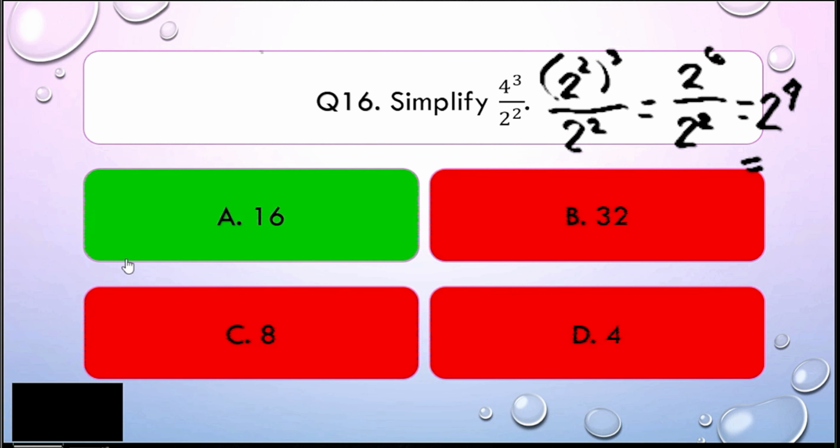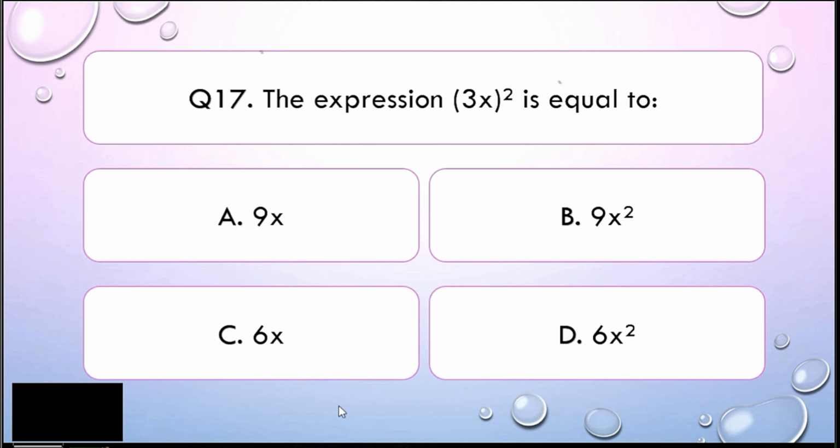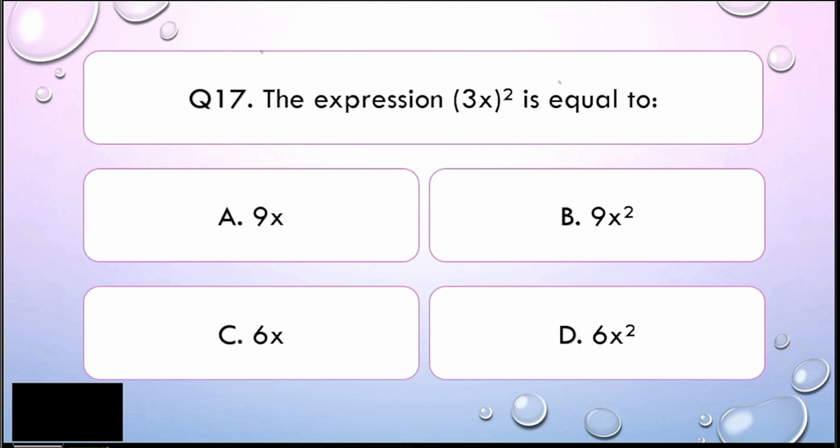So now let us go to question number 17. Question number 17, the expression, the quantity 3x to the second power, or 3x squared, is equal to, is it A, 9x, B, 9x squared, C, 6x, or D, 6x squared? I'll give you 5 seconds to think about your answer. All right, my dear math learners, let me show you how to solve this one in 2 ways.